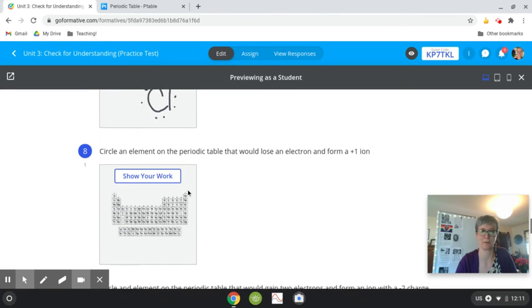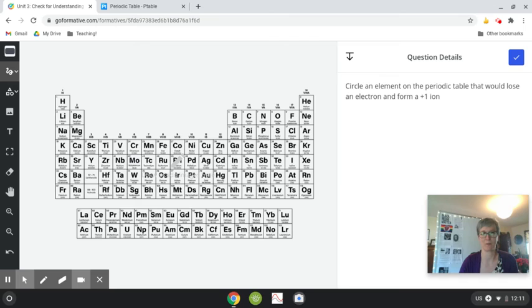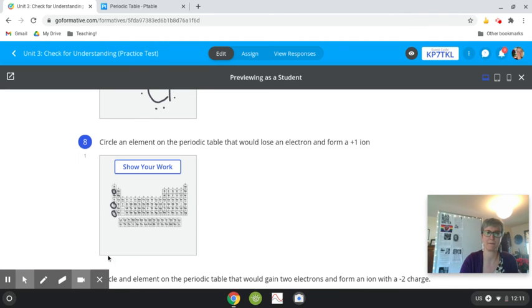And then moving down to question 8, it says circle an element on the periodic table that would lose an electron and form a +1 ion. So that means it would lose 1 electron. It would be any element in this group. So if I circled lithium or rubidium or francium, hydrogen is not going to. But anything in that group that is below hydrogen would be considered to be forming that +1 ion.